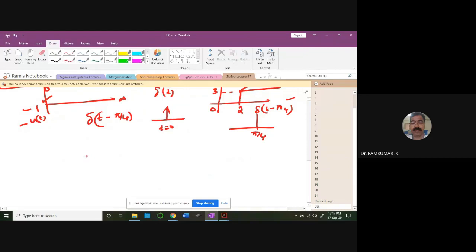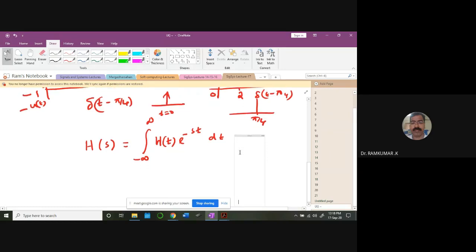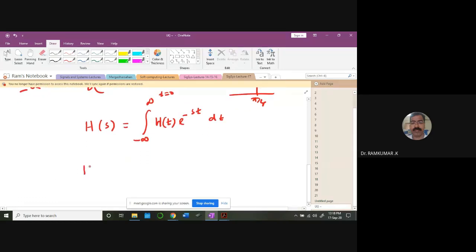When you have a transfer function like h of s, I said you have a function like h of t e power minus s t. Now this is the very famous Laplace transformation based transfer function. Now if I have h of z, it will be the sum over n equal to minus infinity. This is a connection, so think about this on your end carefully.